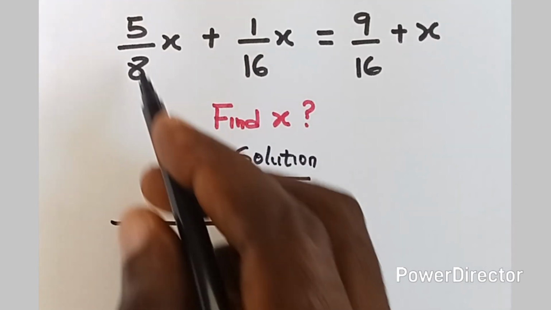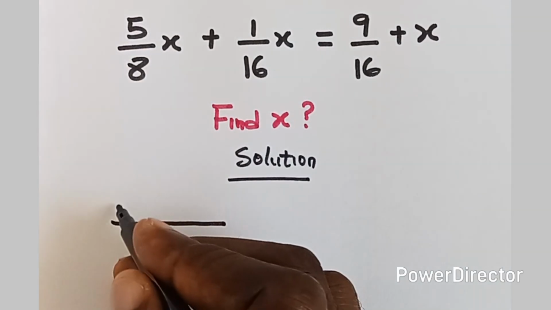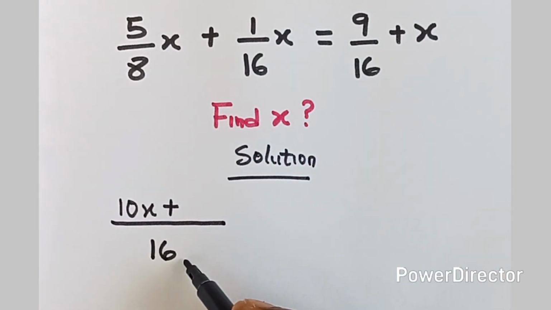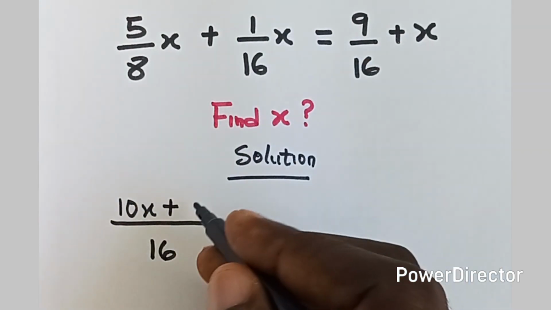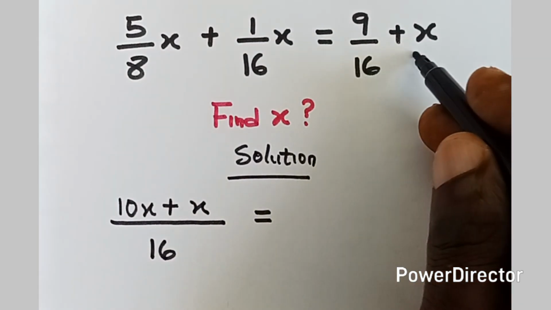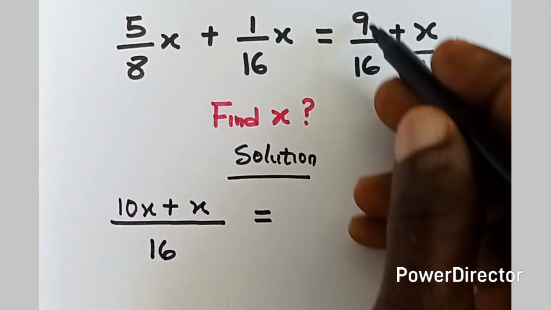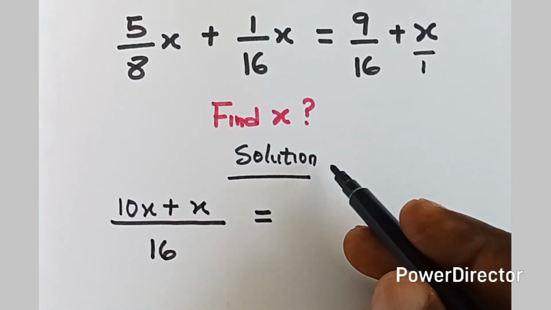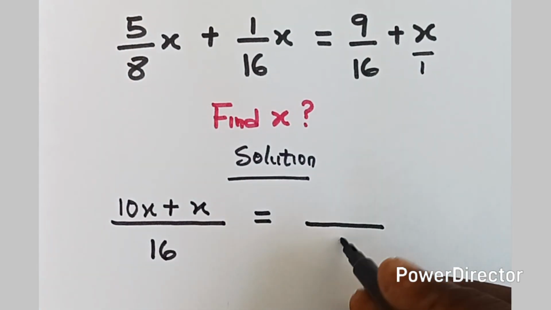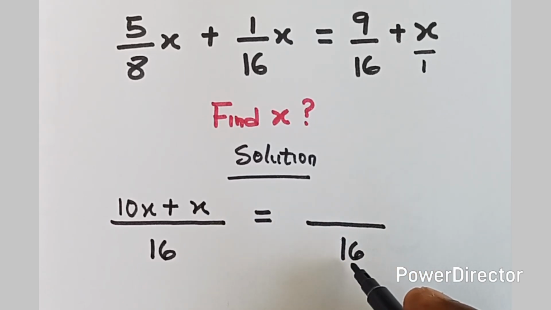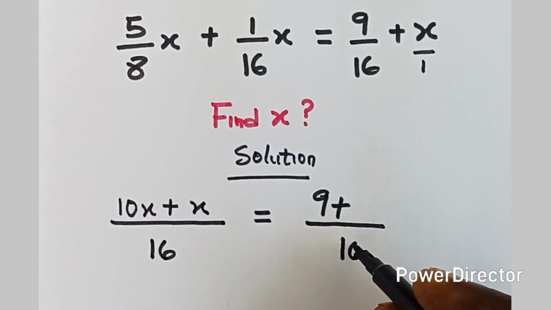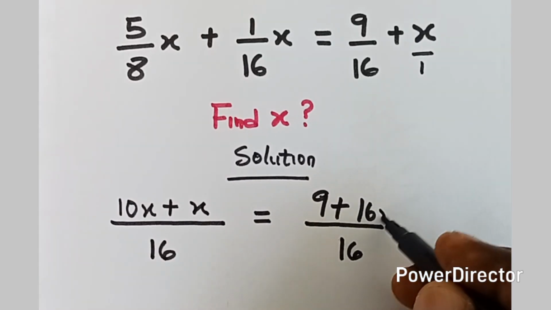All right, so how many 8s can we see in 16? It is 2. 2 times 5x will give us 10x, plus how many 16 can we see in 16 is 1. 1 times 1x will give us x equals to, all right, so we can make this x over 1 so that it can be a fraction just like 9 over 16. And we find the LCM of 16 and 1, which is 16. How many 16 can we see in 16 is 1 times 9. How many 1 can we see in 16? It is 16 times x, 16x.